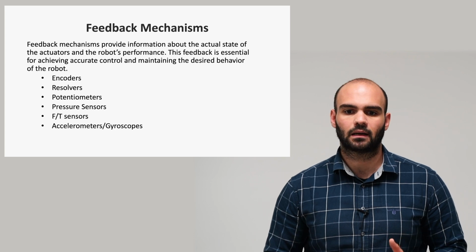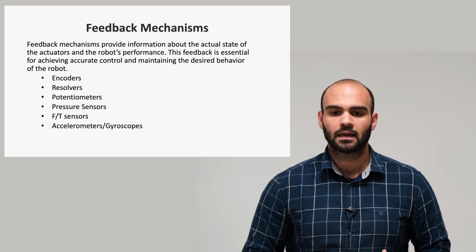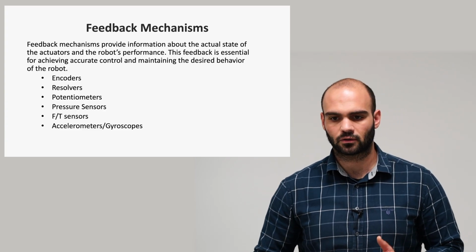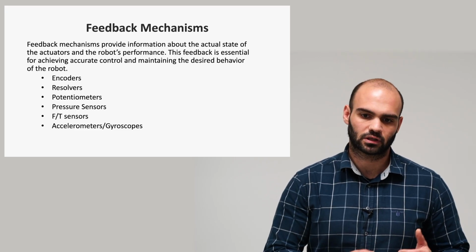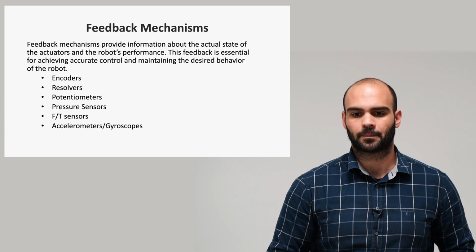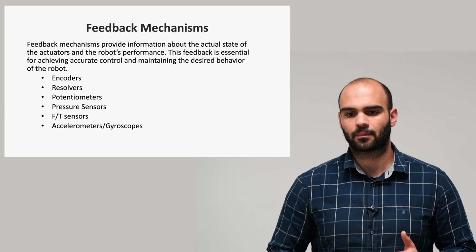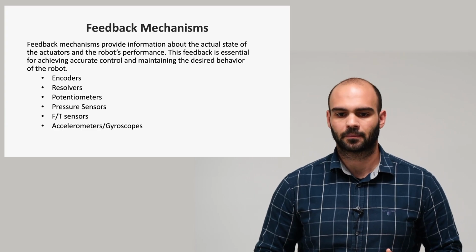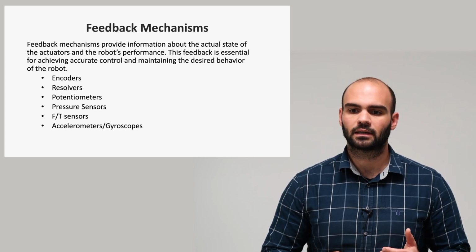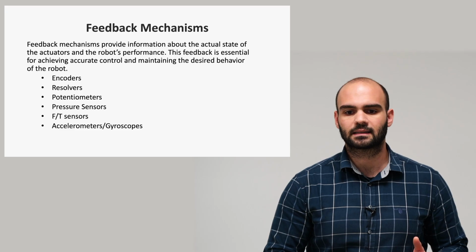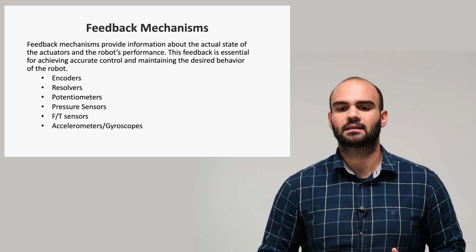Feedback mechanisms are what allow robots to know how well they're performing and to adjust their movements in real time. They provide information about the actual state of actuators and the system. For example, encoders measure position and speed, while resolvers and potentiometers give angular position data. Pressure sensors and force torque sensors help robots sense the physical forces they are applying, which is vital in tasks like gripping. And accelerometers and gyroscopes measure motion and orientation, keeping robots balanced and stable. With these signals, robots can correct errors, achieve precise control, and maintain the desired behavior.